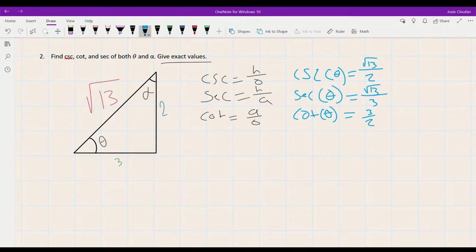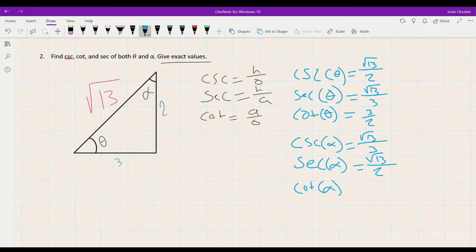Now we do the same thing for alpha. So cosecant of alpha is equal to square root of 13 over 3, the secant of alpha is square root 13 over 2, and the cotangent of alpha is 2 over 3.